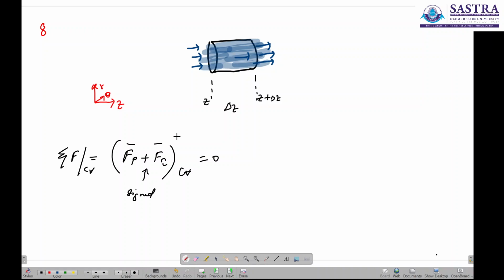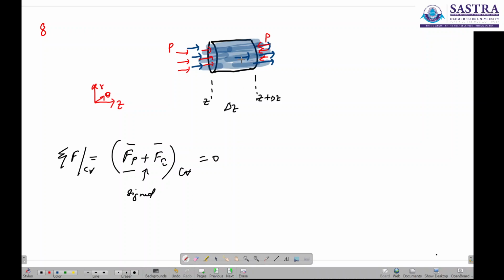So depending upon the sign convention of the forces, you need to add these forces, and it is not just a scalar addition. Now let's come to the first quantity, which is the pressure force. What is the direction in which the pressure force is acting? If you see here, pressure is compressive in nature, so this will be the pressure that is acting on this plane at Z, and this will be the pressure that is acting on the plane Z plus delta Z.